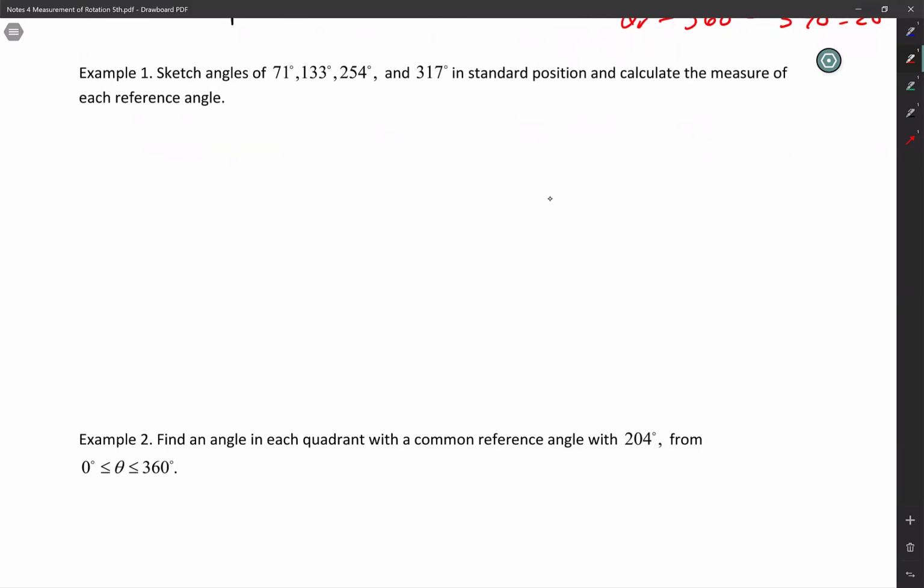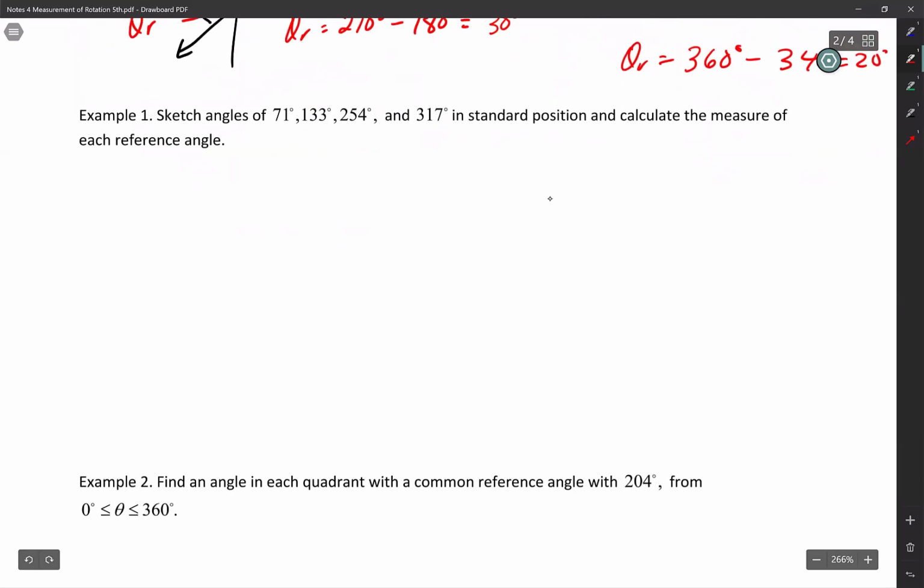Yeah, terminal side can be a y-axis. If I say theta is 90 degrees, boom, terminal side's right on the y-axis. All right, this says sketch angles, and I have all these angles in standard position. That just means how does it look in quadrant 1, 2, 3, 4? Where does it terminate? That's all it means. Where does the ray terminate? And calculate the measure of each reference angle. All right, no big deal. I can do that. We can do that.